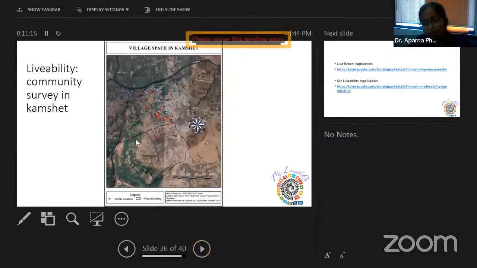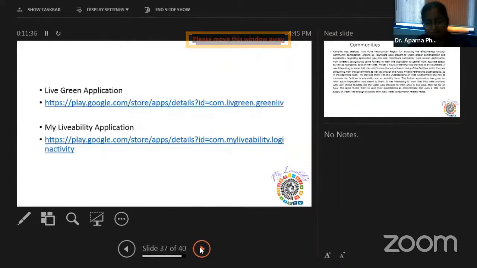Here, we went to the Kamshet area and we trained the communities. These were basically women self-help groups, and we trained the women. You cannot imagine that the women themselves actually conducted this particular survey. You can see these points, and we could also get some very interesting results out of it. And these are the links for this application. The first is the Live Green app, and the My Livability application is the second application.